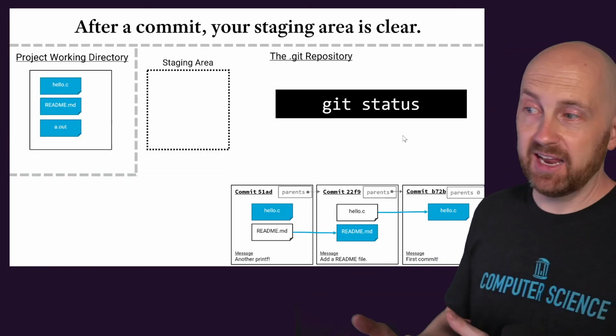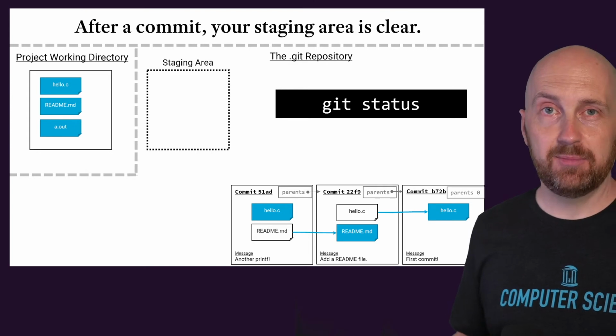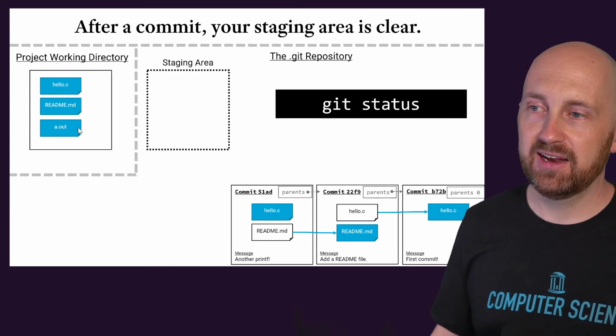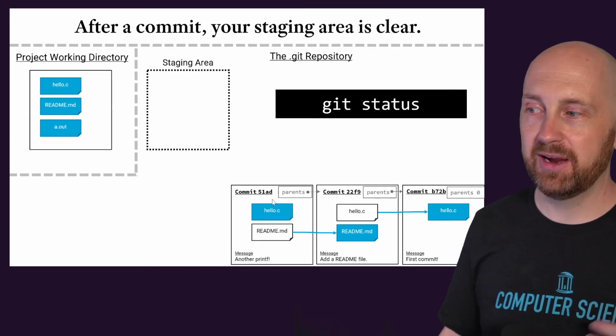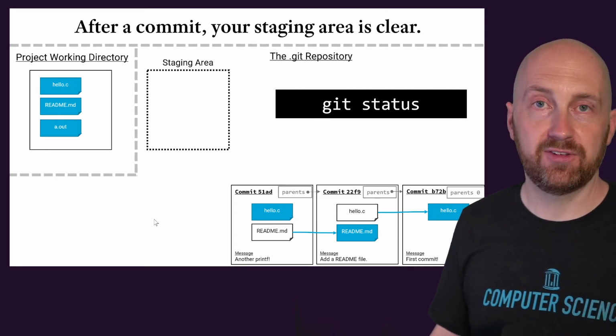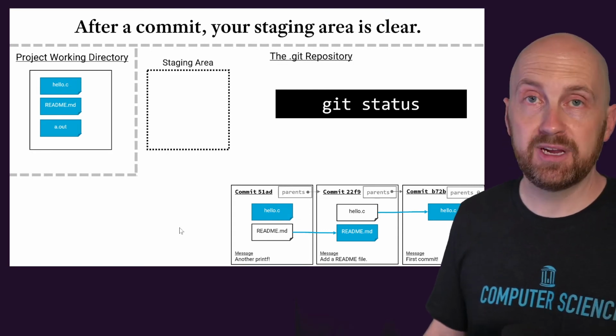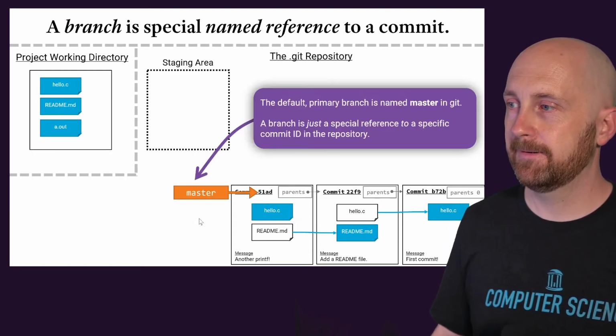So when we checked status just now, we would see that the staging area is empty and we still have this a.out file that isn't part of our history, right? That's not at all included in this history of commits. But now we have 3 commits in our history, right?